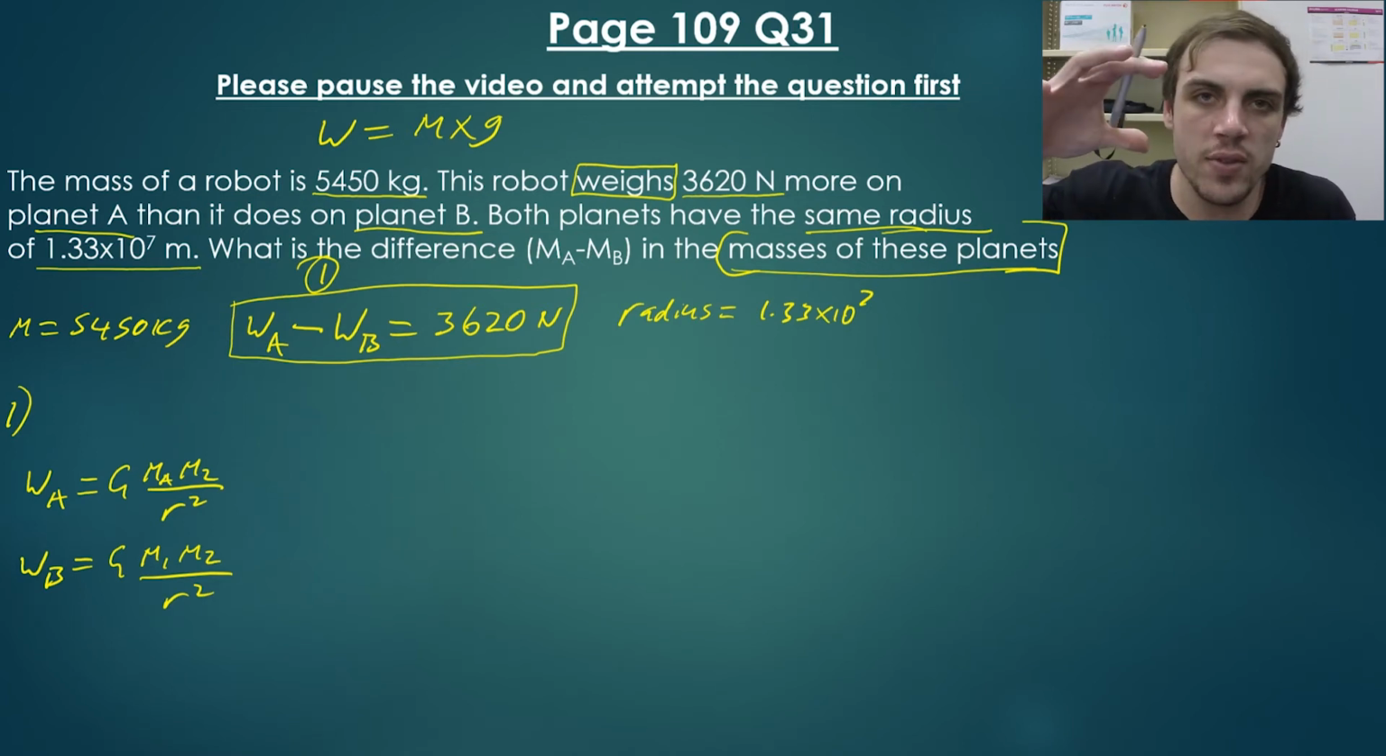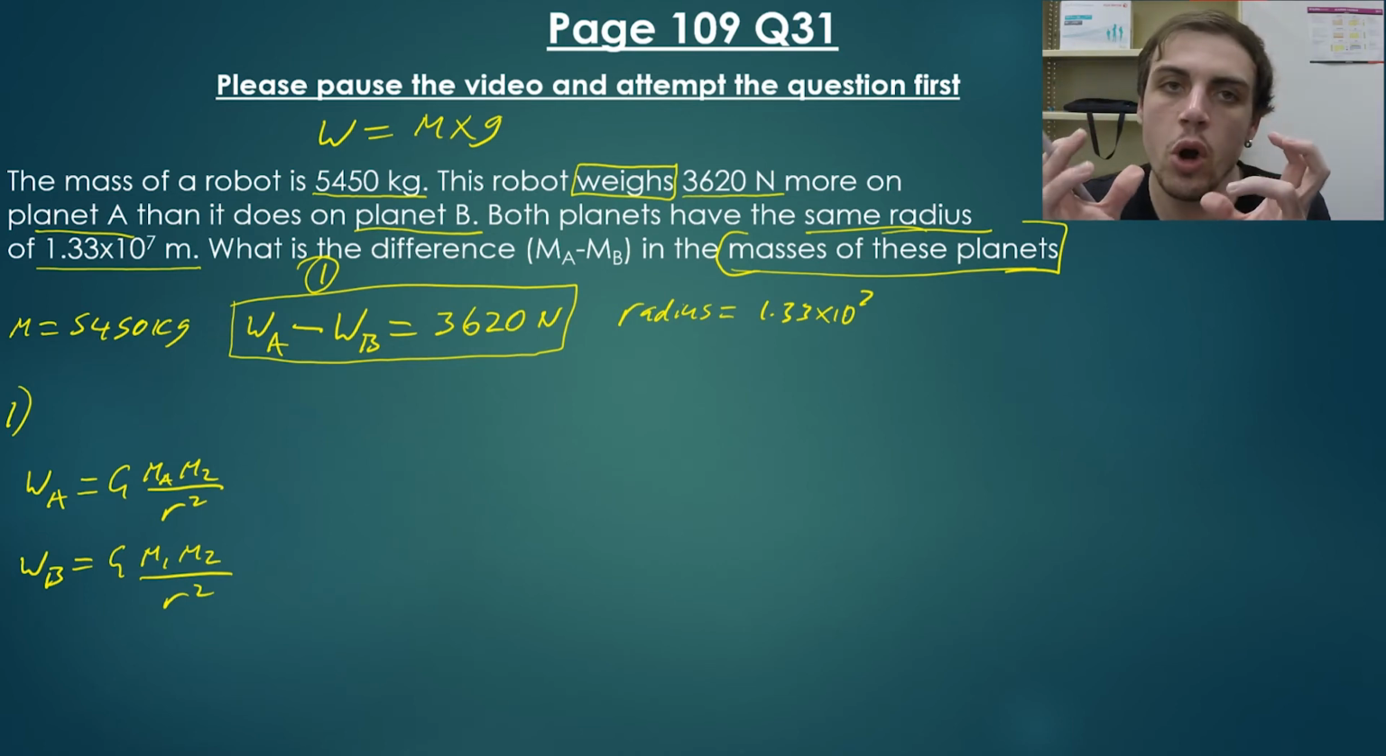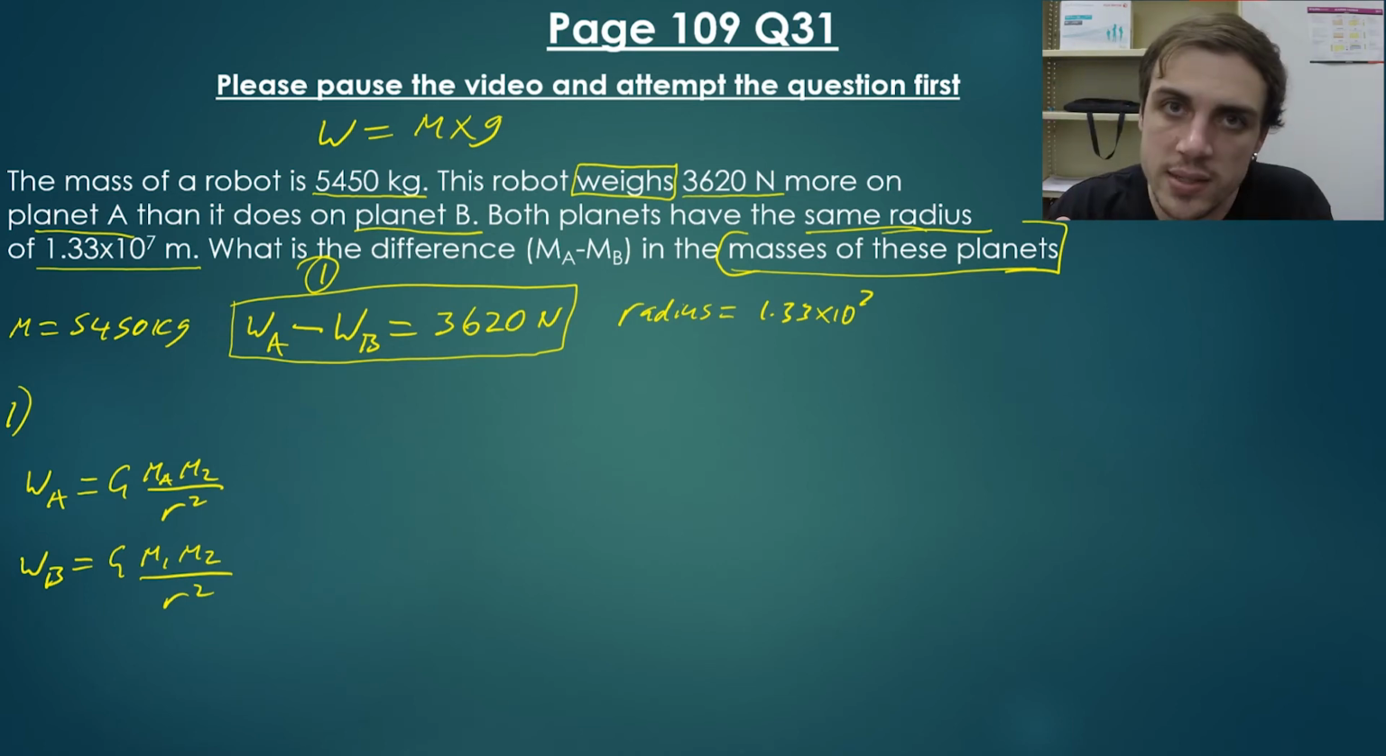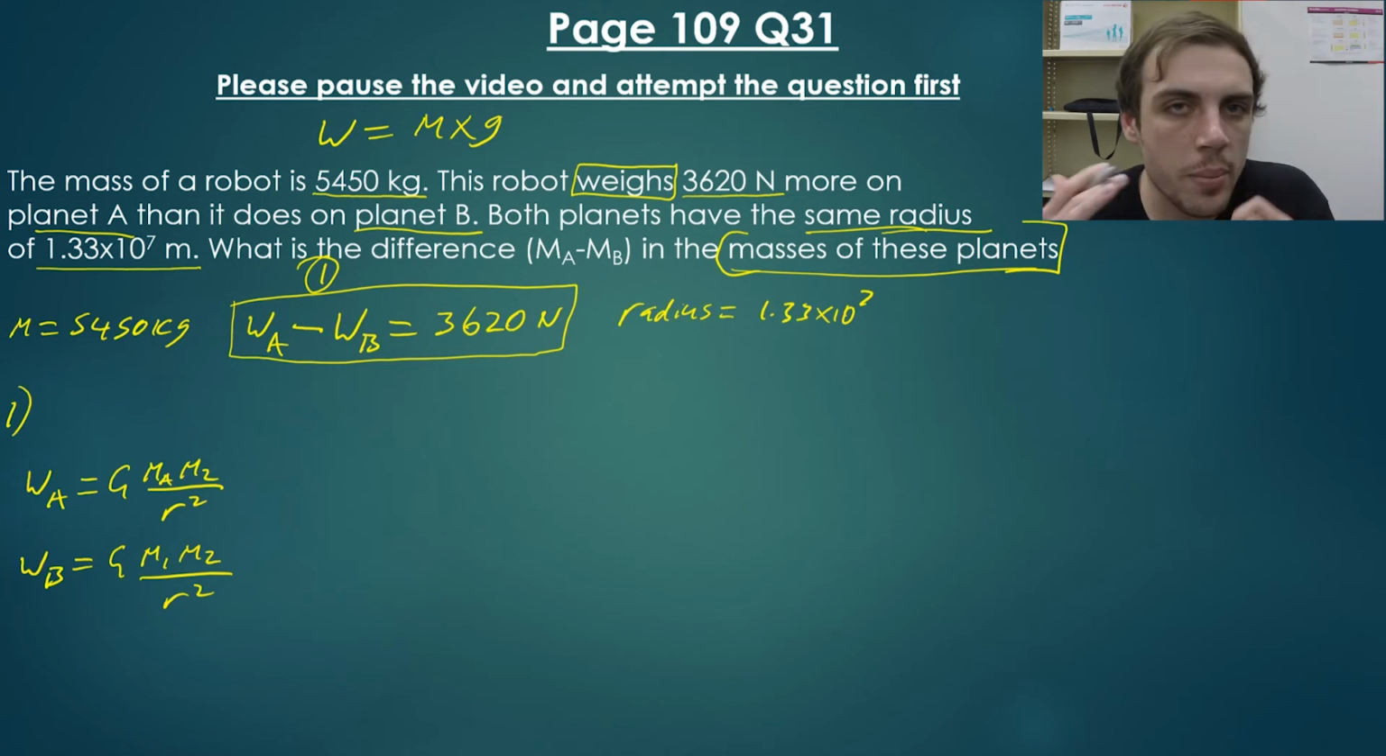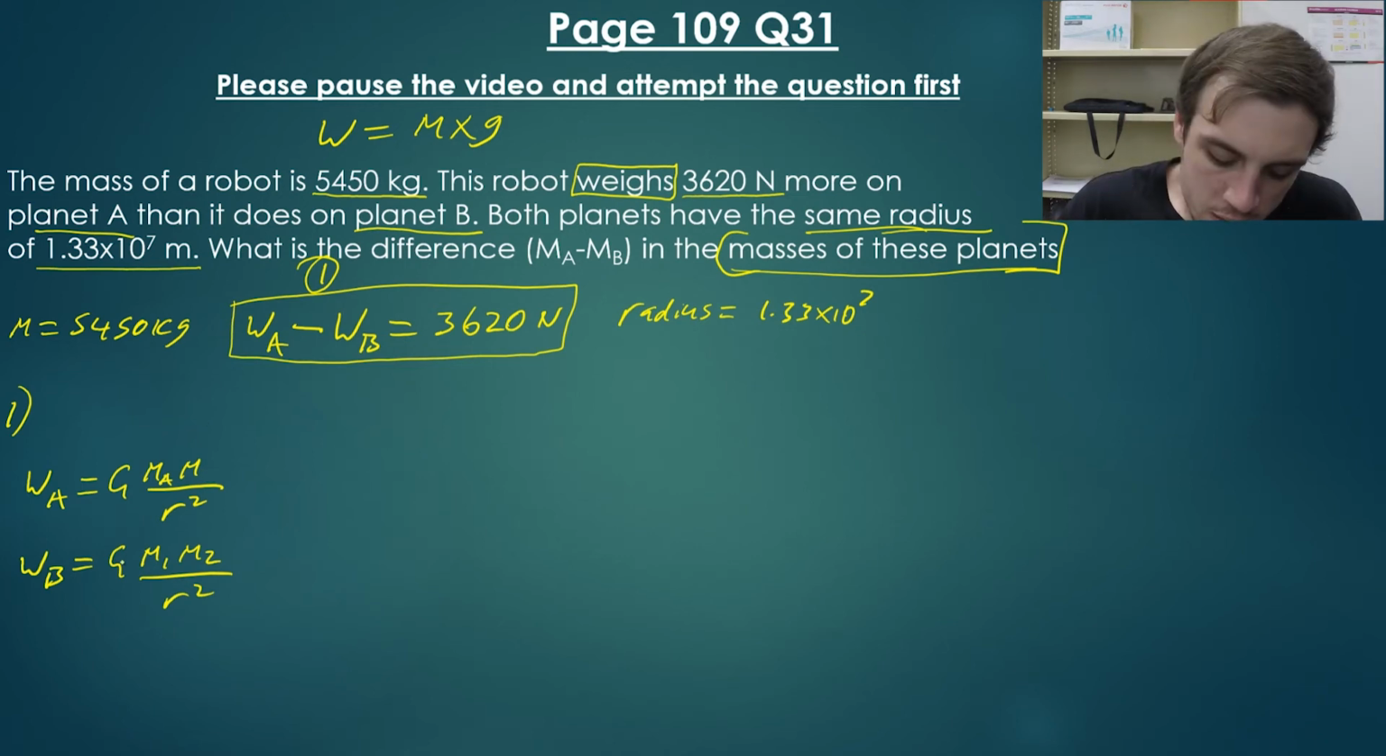Because we have the mass of the planet and the mass of the robot, because that's where the weight is coming from. So that's how we can compare the two. These are the two objects that have that force of attraction. And we've got the mass of planet B times the mass of the robot. So these two m's here are the exact same because we're looking at the same robot.